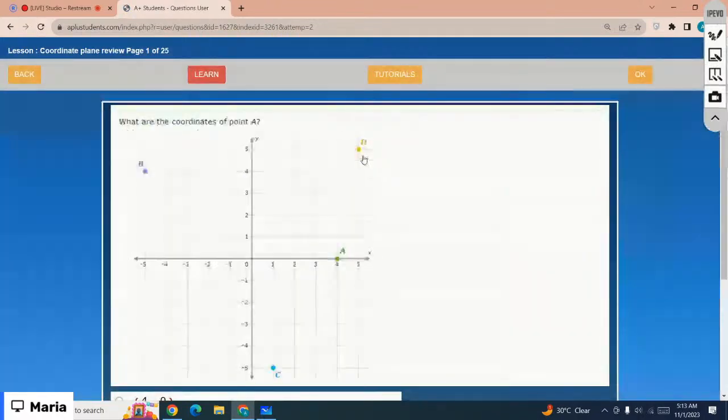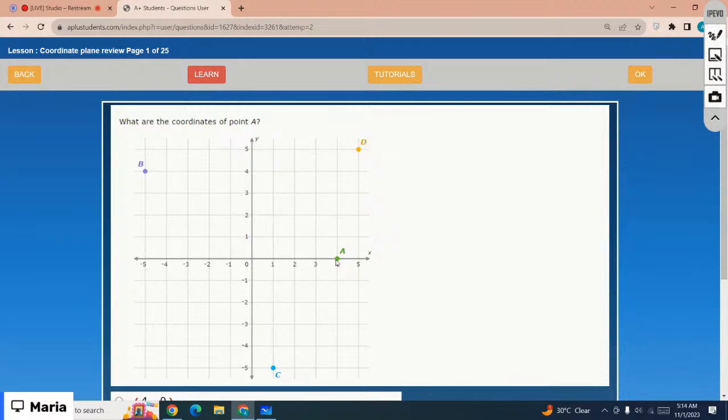Okay, let's just start with the practice question. What are the coordinates of point A? Okay, where is point A? And the coordinates of the point A are... Here is A, right?